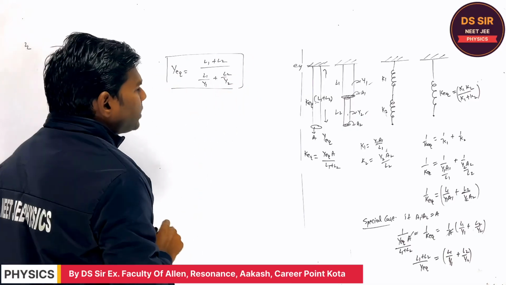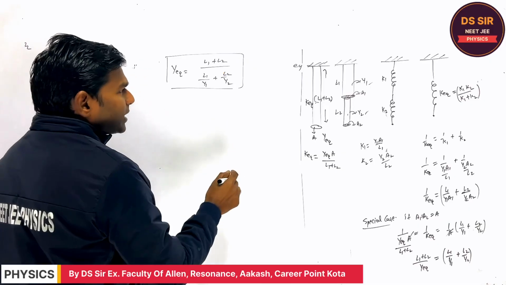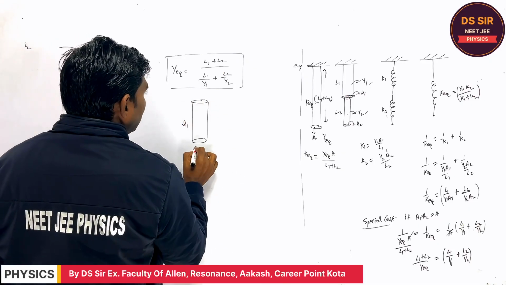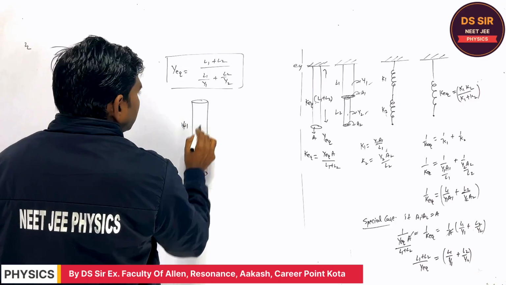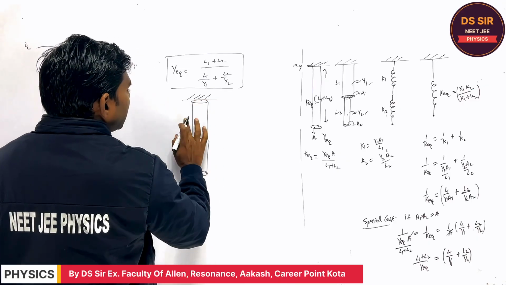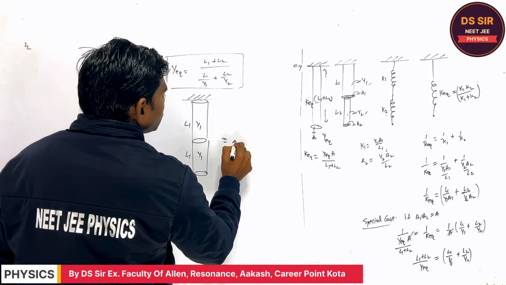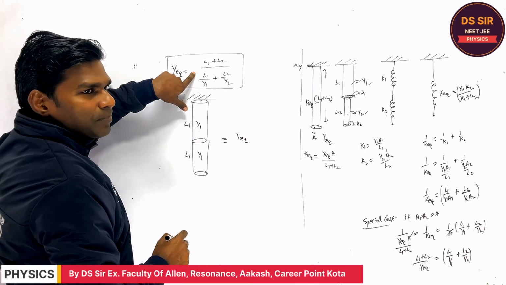This is the equivalent Young's modulus of the two rods connected. If these are the two rods, L1 and L2 are the lengths, and they are connected in series like this. The Young's moduli are Y1 and Y2. So what is the equivalent Young's modulus given by this formula?